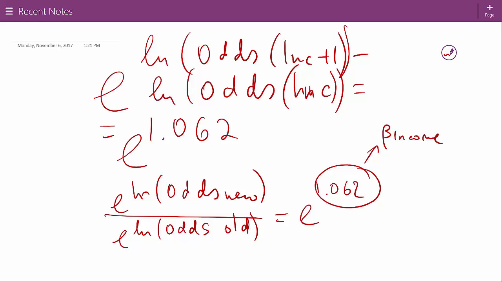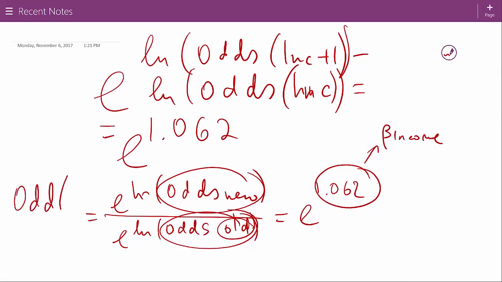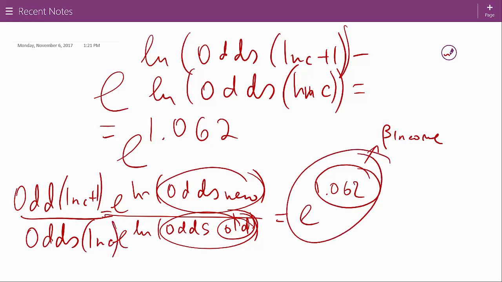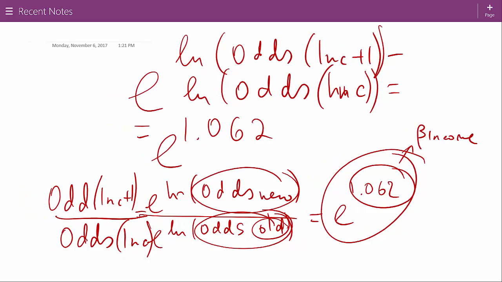Now, when I raise e to the power natural log of something, what am I getting? E and natural log are reverse operations, so I'm getting odds and odds. This is what I call a unit odds ratio. When I raise the income by 1, I get the odds ratio of new odds divided by old odds. This is the same thing as odds at income plus 1 level divided by odds at old income level, and that's e to the power 1.062. We discussed that before, I'm just reminding you. So now let's go ahead and calculate how much is e to the power 1.062.